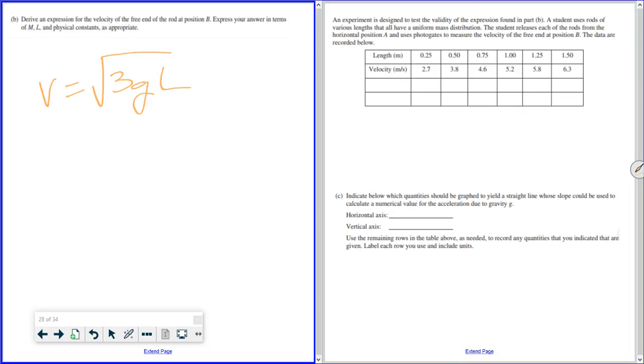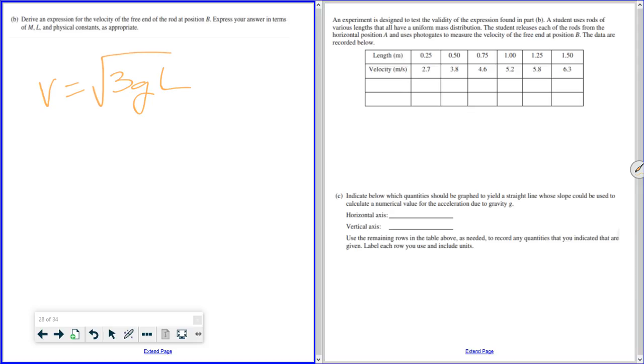Okay? So it says an experiment is designed to test the validity of this. A student uses rods of various lengths that have a uniform mass distribution. The student releases each of the rods from the horizontal position and uses photogates to measure the velocity at the bottom. The data is recorded below. C: indicate below which quantities should be graphed to yield a straight line whose slope could be used to calculate a numerical value for the acceleration of gravity, g. So, how do I make this a linear equation? What would be a good place to start?